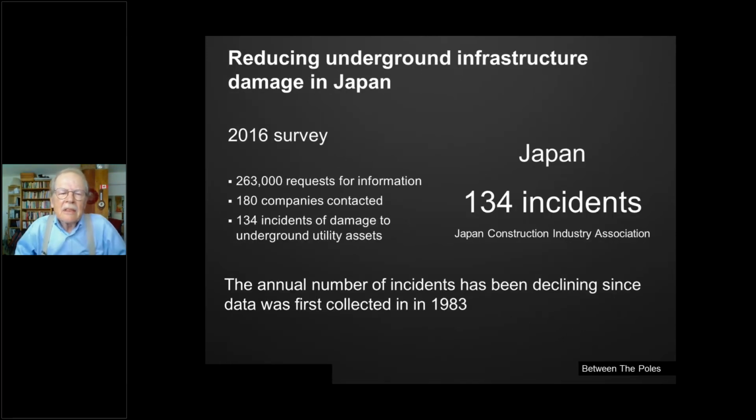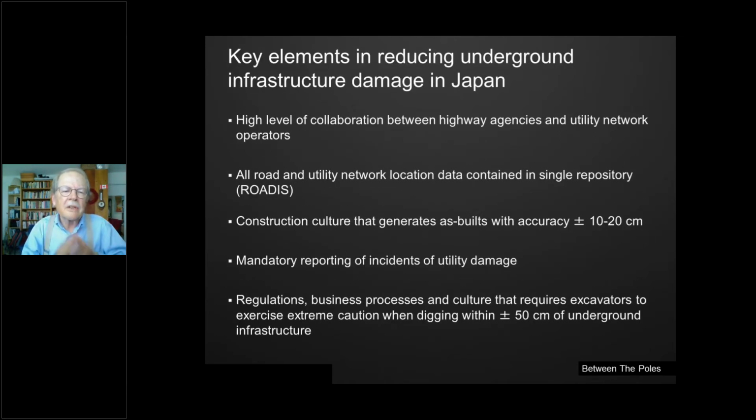This is the survey that I mentioned before that was done in Japan to estimate just how many incidents there were in Japan. This is the survey that was done in 2016, and the statistics have shown that the number of incidents has been declining significantly since 1983, which is when they started collecting. And these are the key reasons why in Japan this has happened.